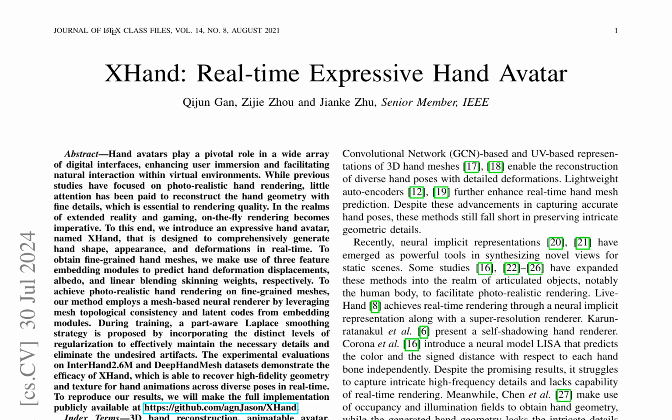The method utilizes three feature embedding modules to predict hand deformation displacements, albedo, and linear blending skinning weights. A mesh-based neural renderer is employed to achieve photorealistic hand rendering on fine-grained meshes. The proposed part-aware Laplace smoothing strategy effectively maintains the necessary details and eliminates the undesired artifacts.